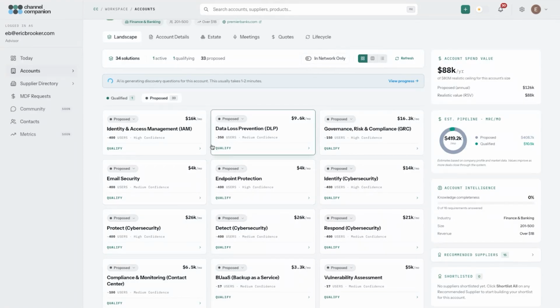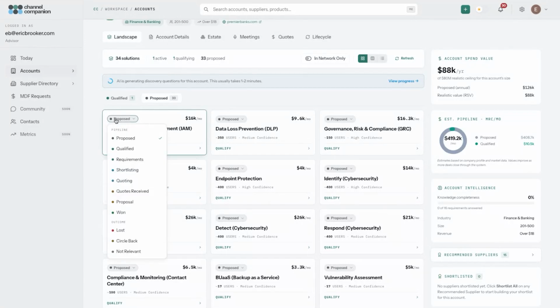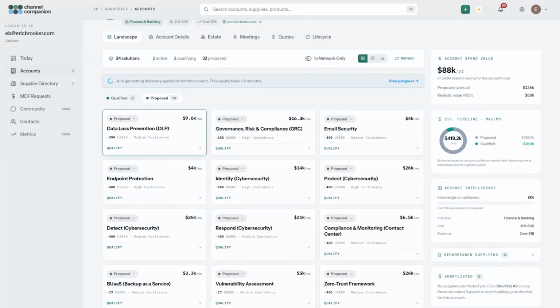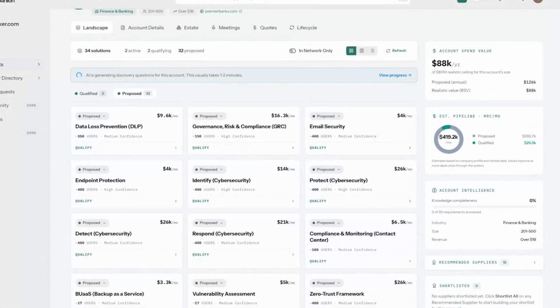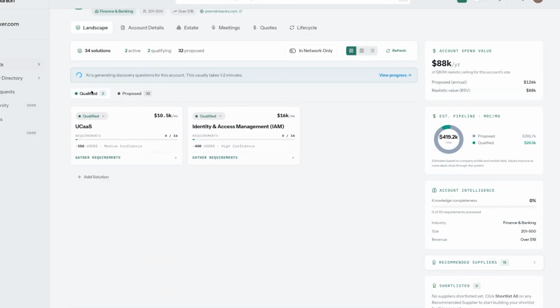Now, if I want, I'm going to go ahead and choose identity and access management. I'm going to move that from proposed to qualified. The revenue on the right immediately goes up to $26,500. The qualified deal is now inclusive of both UCAS and identity and access management.